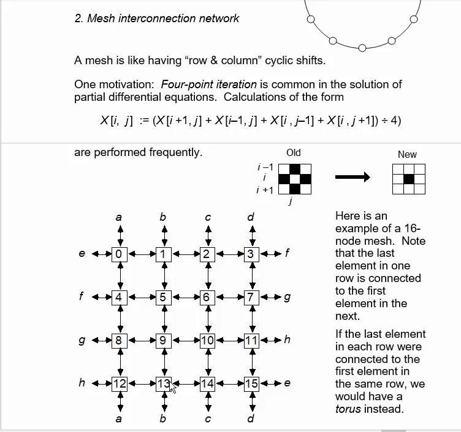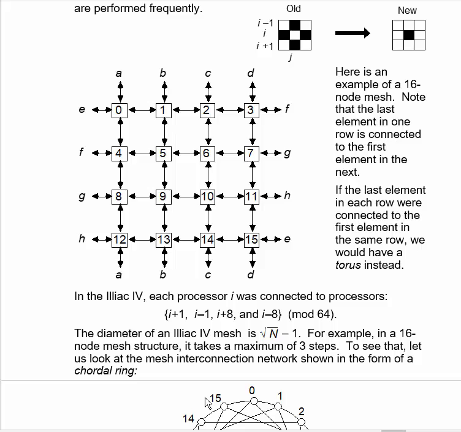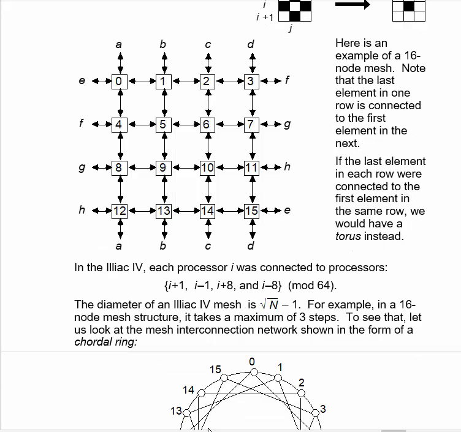the vertical dimension. Now the motivation for this is 4-point iteration, which I alluded to a moment ago. Here you take the average of the 4 elements surrounding a particular element and assign that as the new value of the element. And those calculations are frequent enough that interconnection networks have been designed to perform them efficiently. In the Illiac IV, which was the first multiprocessor to use this kind of interconnection, Illiac IV dates from, I think it's 1972, long time ago.